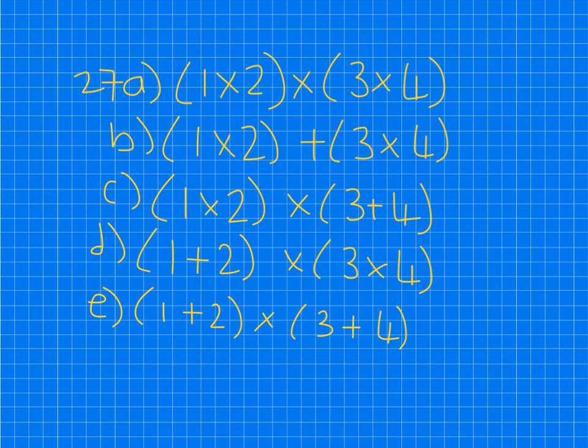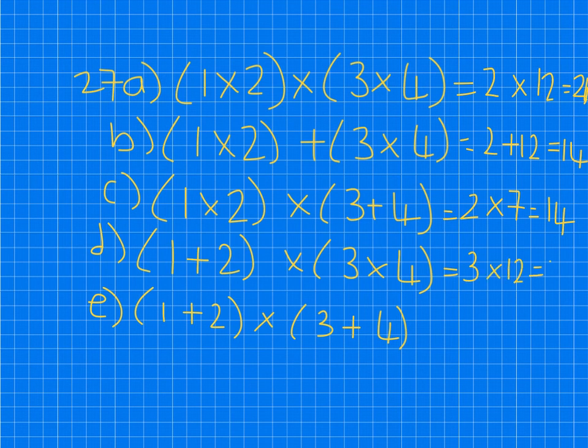I think the quickest way to do this is to work them out. Now, 1 times 2 is 2, multiplied by 3 times 4 is 12, so that's 24. 1 times 2 is 2, added to 3 times 4, added to 12 is 14. 1 times 2 is 2, multiplied by 3 plus 4, which is 7, is 14 again. 1 plus 2 is 3, multiplied by 12 is 36. 1 plus 2 is 3, multiplied by 3 plus 4, which is 7, is 21. Therefore, the biggest is D. There's 1 mark for writing D.